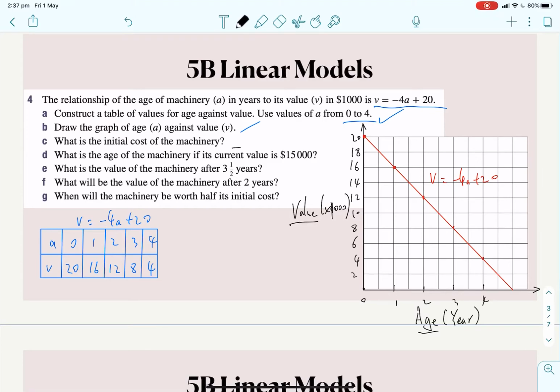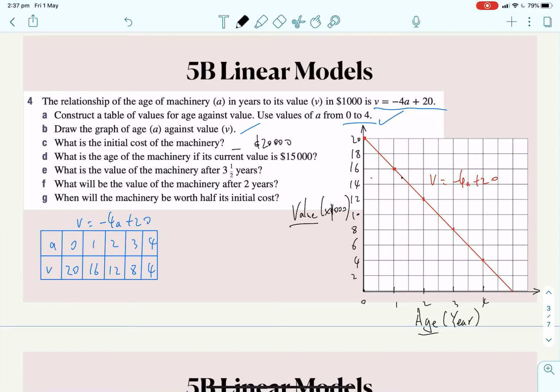Initial value is when time is 0, so it's 20 grand. When the machine is worth 15, go down to 15 here. That looks like 1.5? No, not 1.5. 1.75? No, 1.25. Yep, it's 1.25 years. Okay.